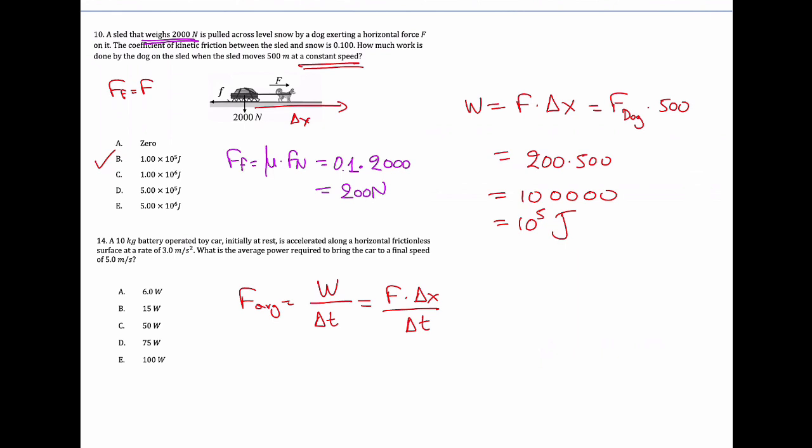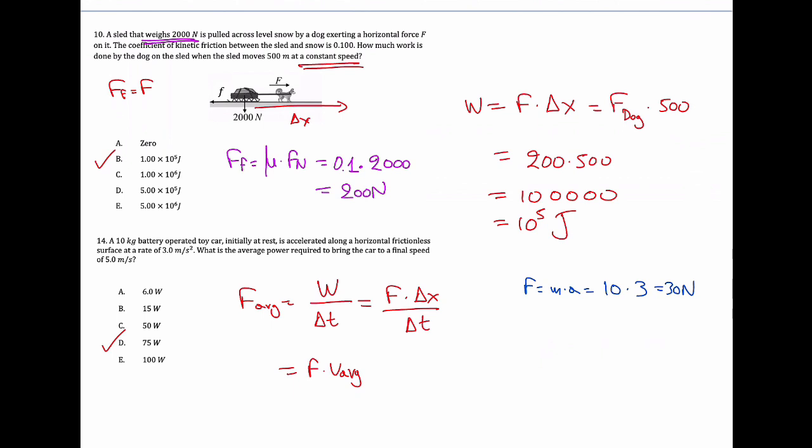So what we can say is that the force is equal to mass times acceleration. The mass is 10 and the acceleration is 3. So the force is 30 Newton. Now also we need to find the average speed. I think that we can actually say that delta x over delta t is equal to the average speed, and the average speed is obviously between 0 and 5. The average speed is 2.5, so force times 2.5, and I believe that the correct value will be 75 watt.